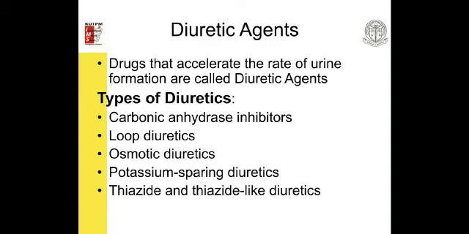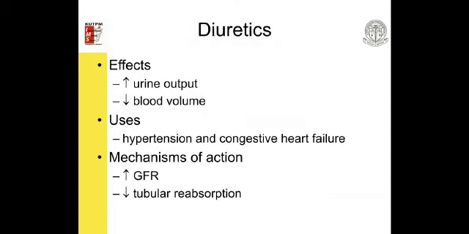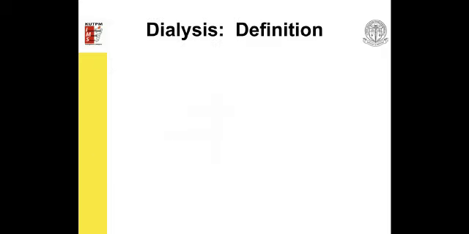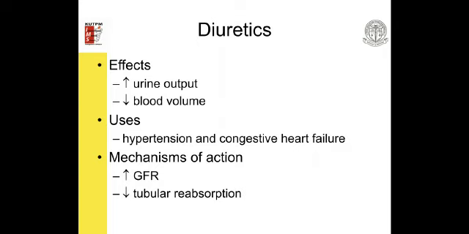Diuretics are substances that increase the output of urine by modifying the functions of the nephron, where we came across acetazolamide, the loop diuretics like furosemide, the osmotic diuretics, and the potassium-sparing spironolactone, and thiazide. All these we came to know. They act by increasing the urine output and decreasing the blood volume. These diuretics are used in the treatment of hypertension and congestive heart failure. The mechanism is to increase the GFR and decrease the tubular reabsorption.